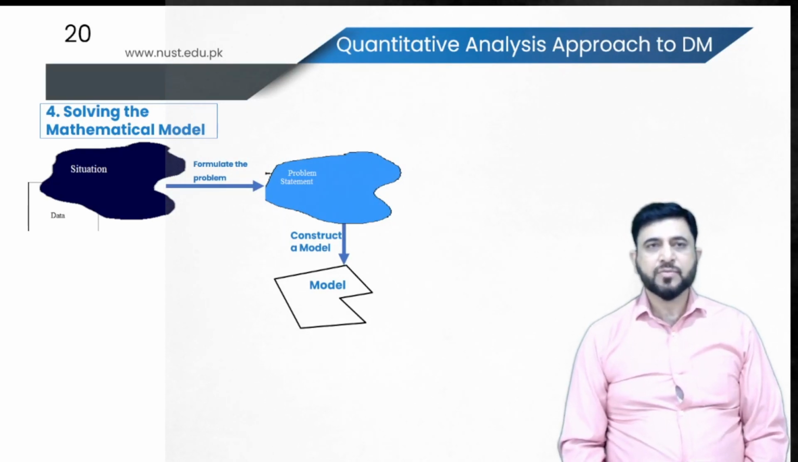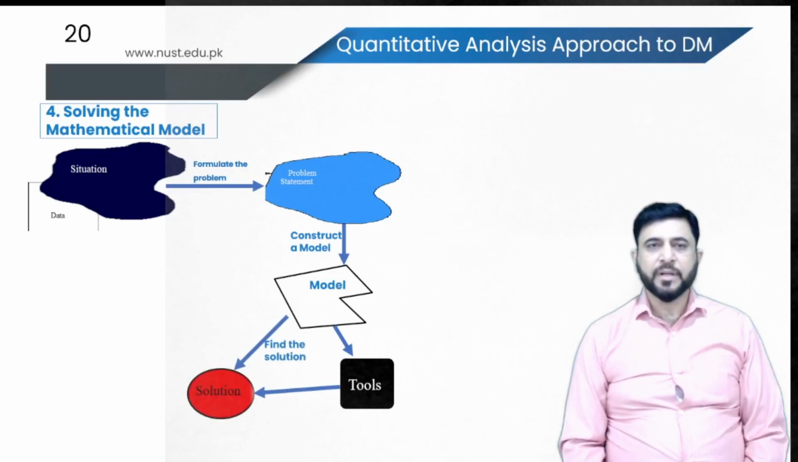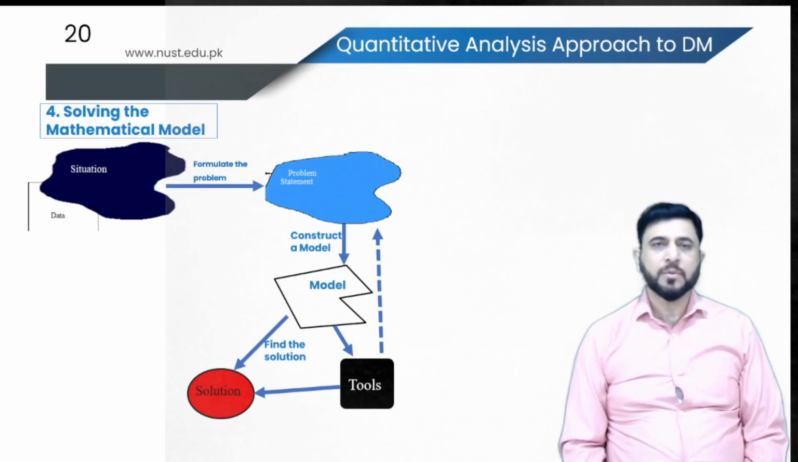The fourth step is solving the mathematical model. How to solve it? We have certain tools to solve mathematical models, and with the help of these tools, the models are solved and we find their solutions. We also get feedback to the problem statement. We see whether we are going according to our problem statement or not. If we are not, then we have to align our problem statement again.